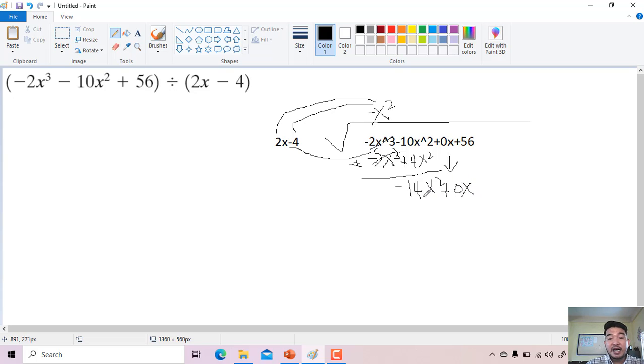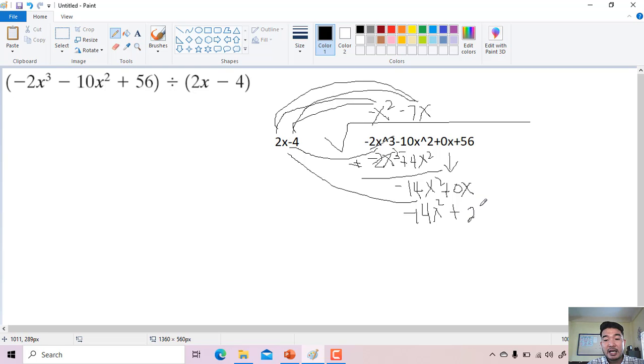Alright. And then you divide 14x squared by 2x. So negative 14 divided by 2 is equal to negative 7. Then x squared divided by x is equal to x. And then after dividing, you multiply negative 7x to 2x and negative 4. So negative 7x by 2x is equal to negative 14x squared. And the negative 7x by negative 4 is equal to positive 28x.